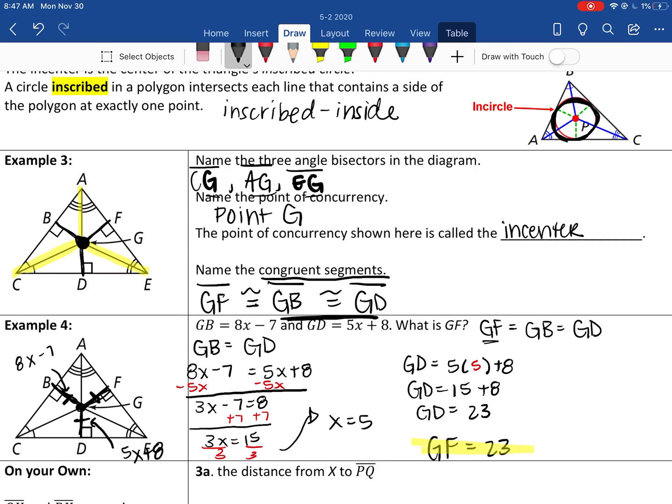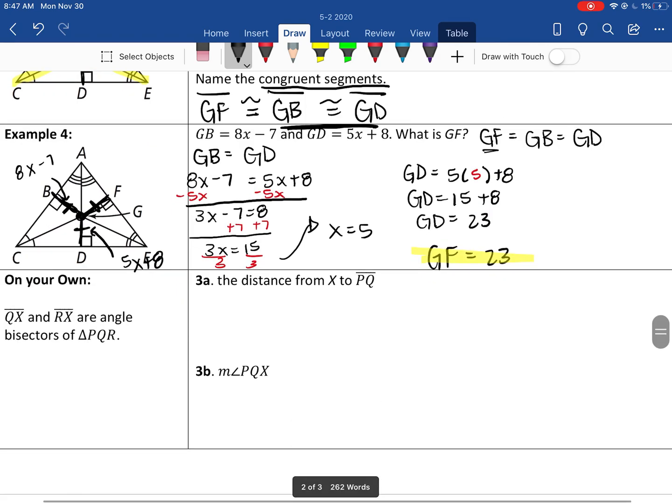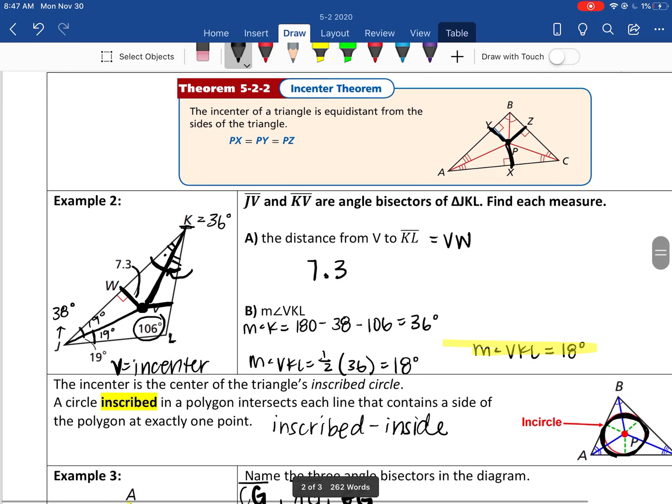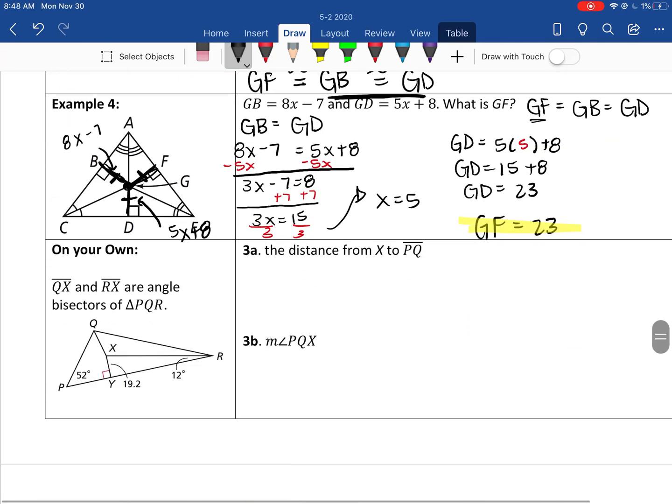All right, if you guys are getting confused, please write down questions and I'll be happy to answer them when we are done with this video. All right, so go ahead and do the last two on your own. Reference this example 2 in order to understand what you're doing. And then if you have questions, let me know.